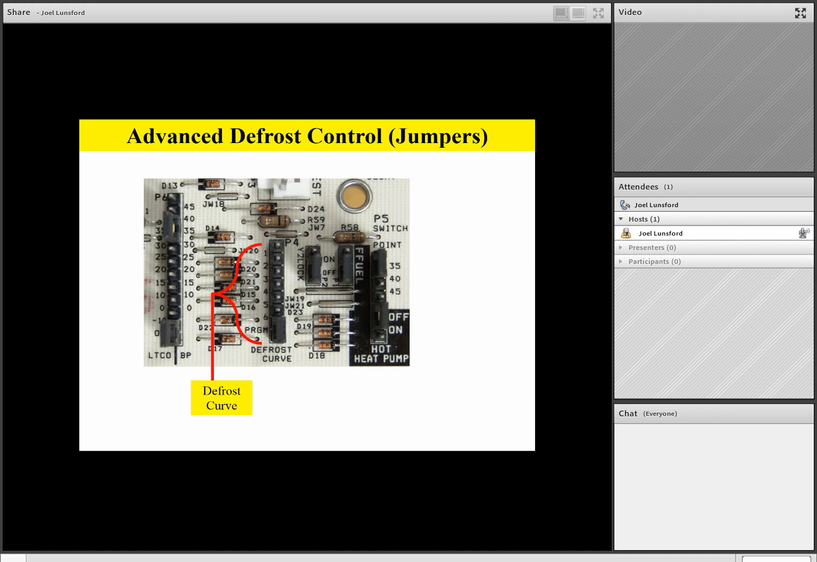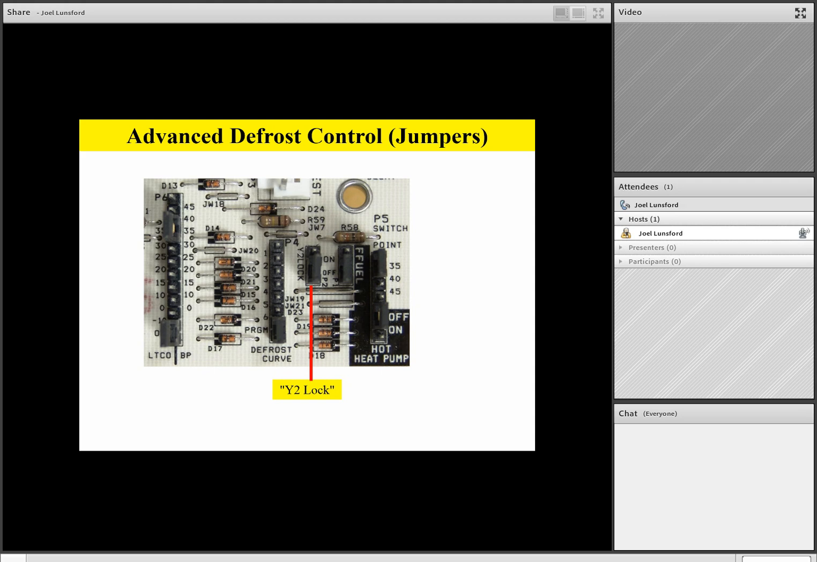Next to the defrost curve jumper, we have one called Y2 lock, and the selection is on or off. It comes from the factory in the off position. If it's moved to the on position and the outdoor unit receives a call for second stage or Y2 compressor operation, it will lock it in to second stage to complete the call.